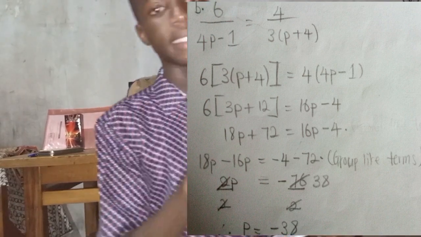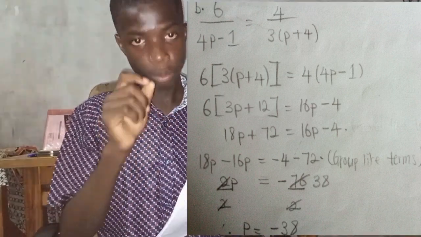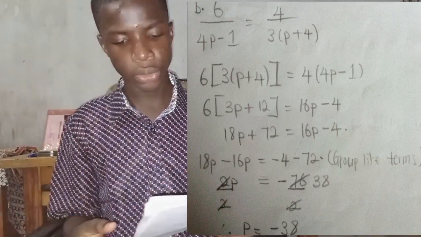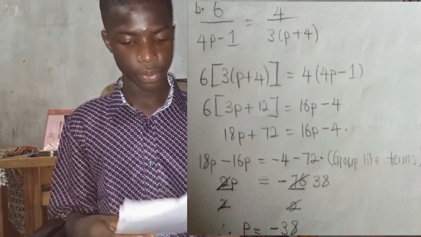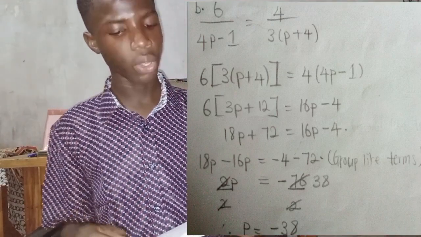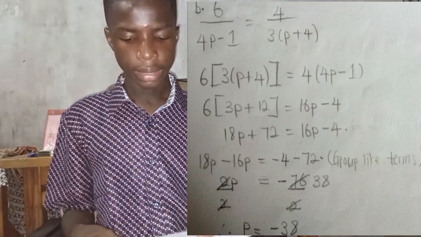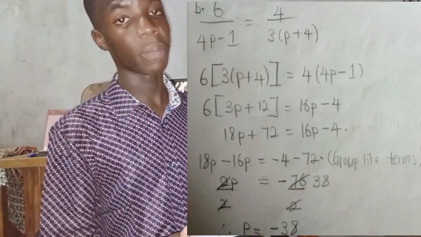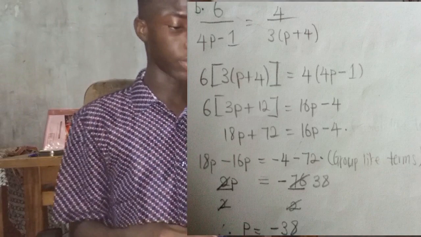So we have 6 parentheses 3 brackets p plus 4 close brackets and close the parentheses, is equal to 4 brackets open 4p minus 1. So we get 6 parentheses 3p plus 12 is equal to 16p minus 4. The 6 multiplies everything through, so we have 18p plus 72 is equal to 16p minus 4.